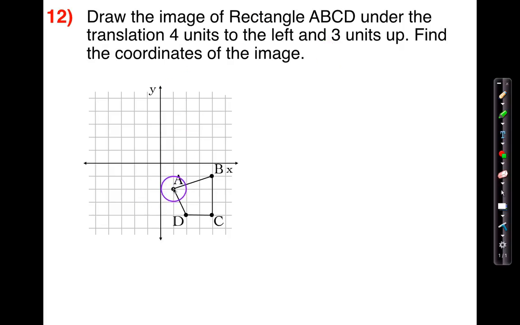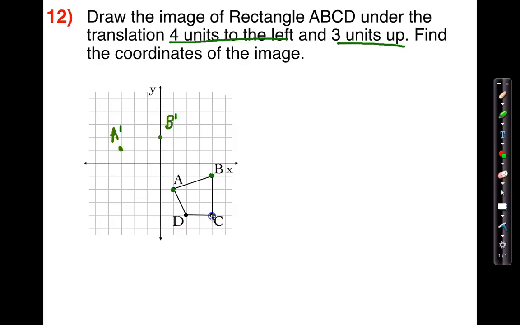So I like to start in alphabetical order, so I'm going to start at A. I need to go 4 units to the left and 3 units up. So 4 to the left, 1, 2, 3, 4, and 3 up, 1, 2, 3. So here is my A prime. Now on to B, I'm going to go 4 to the left, 1, 2, 3, 4, and then 3 up, 1, 2, 3. So there's B prime.